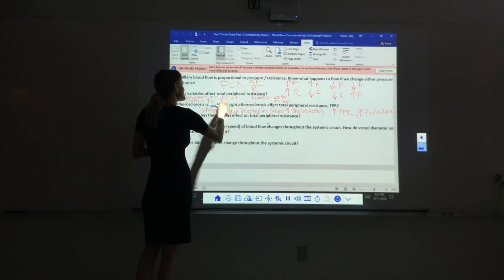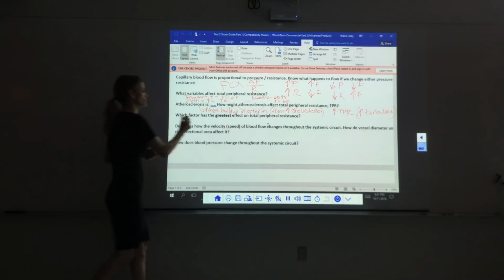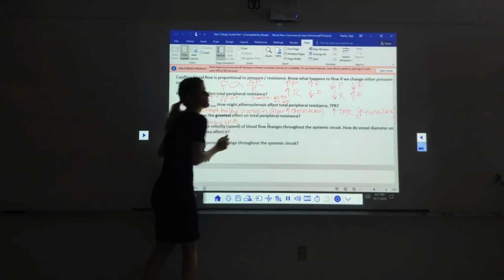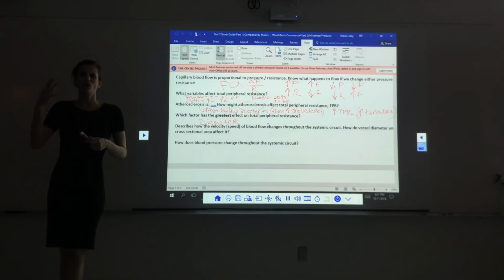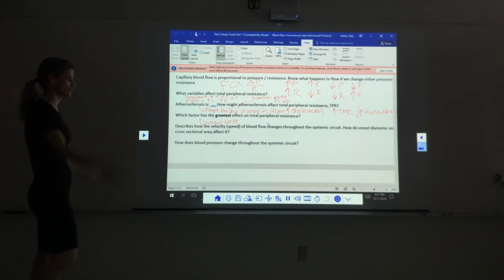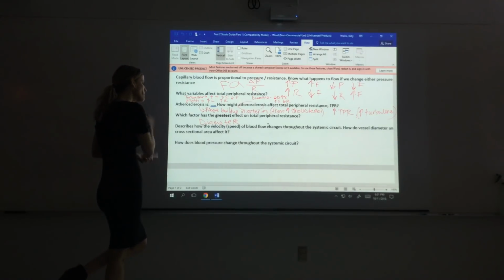Which of these things has the greatest effect on total peripheral resistance? Diameter, right? Remember, it is an exponential effect. It's radius to the fourth, I believe. So an exponential effect on resistance. Diameter has a very, very big effect on resistance.